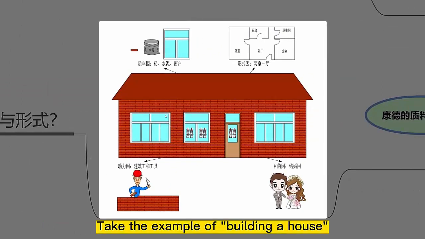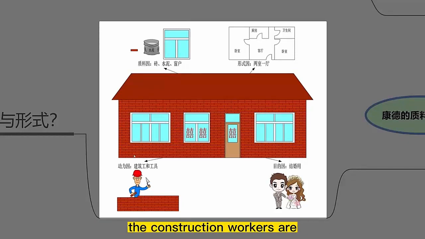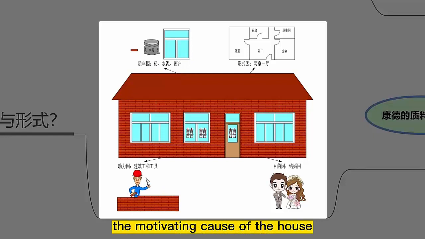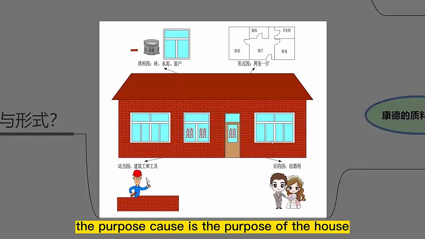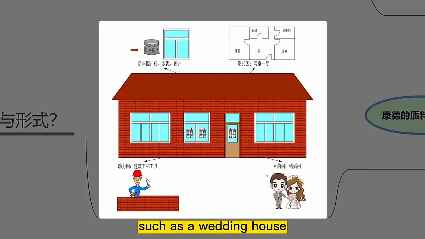Take the example of building a house. Bricks, cement and windows are the material cause of the house. The construction workers are the efficient cause of the house. The formal cause is the unique structure of the house, such as a two-room house. The final cause is the purpose of the house, such as a wedding house.